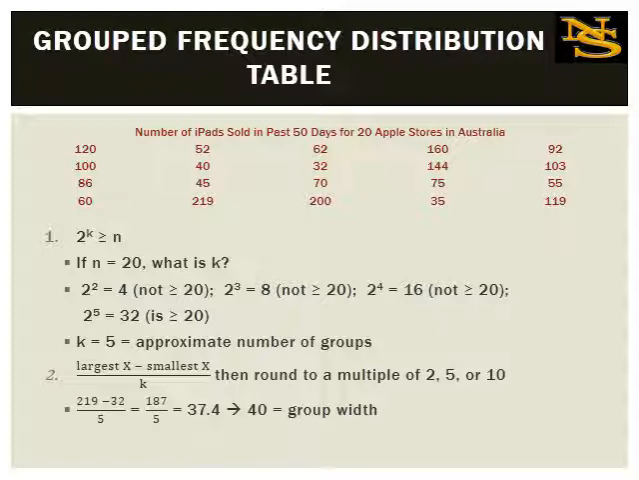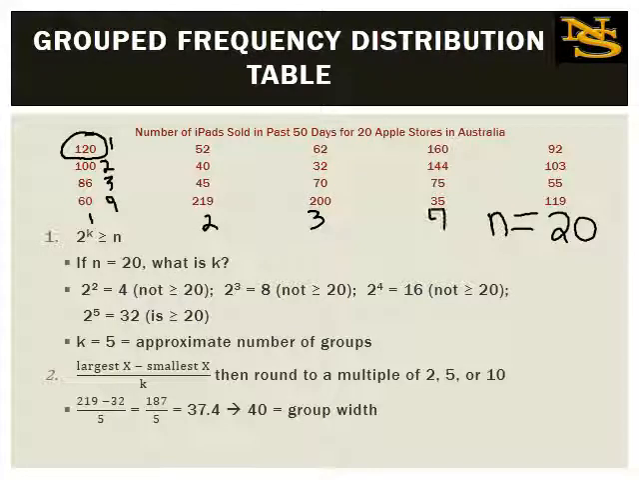So now let's look at another example of constructing a grouped frequency distribution table using the rules that I showed you on the previous slide. So now we're looking at some different data where each of these numbers represents a single Apple store in Australia and how many iPads they sold in the past 50 days at each store. So each one of these numbers that you see represents a store, and there's 20 stores in total. So in this example, our sample size is 20. If we counted how many numbers we have, 1, 2, 3, 4, and then 1, 2, 3, 4, 5 columns, and 4 times 5 is 20.